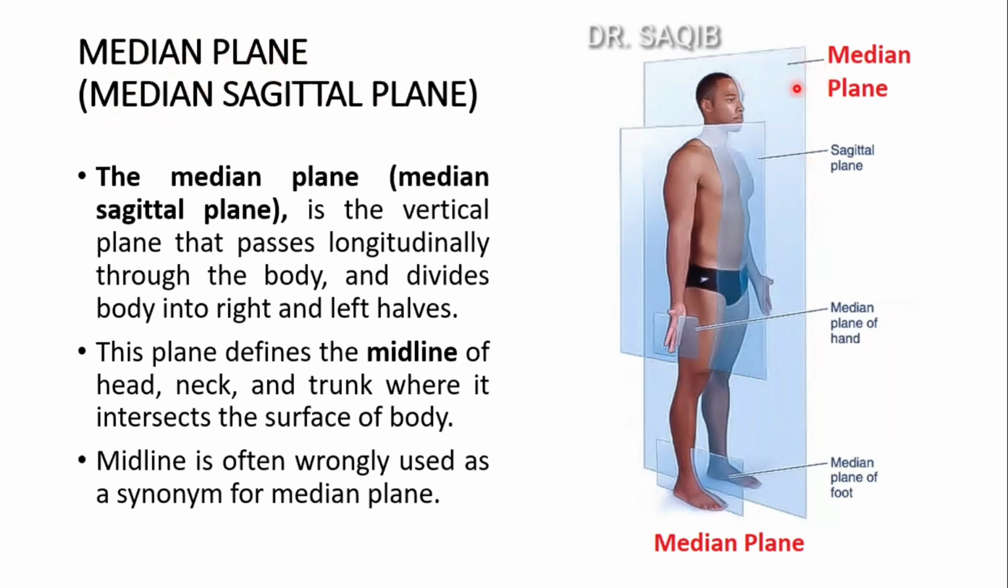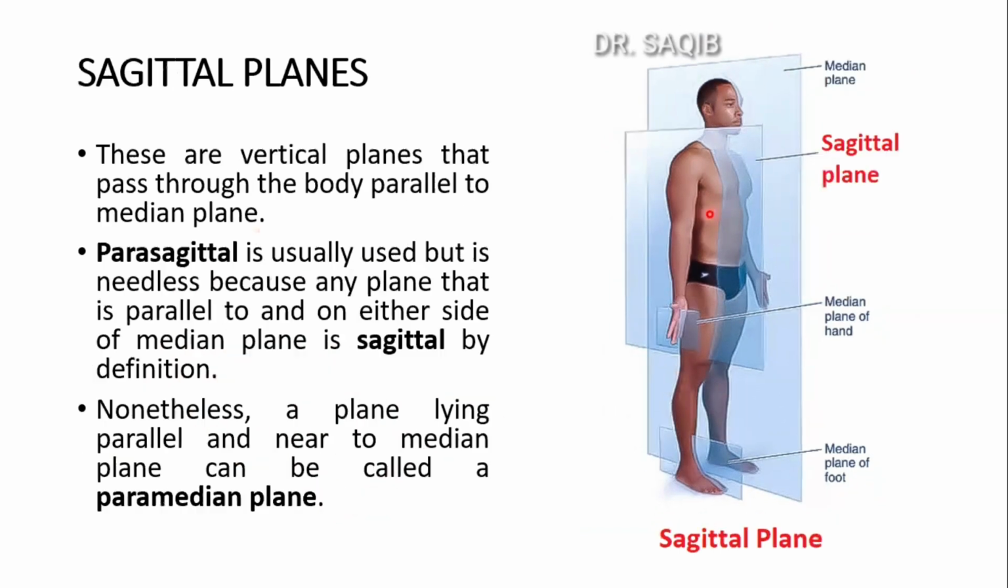This is a median plane, right? It's the vertical plane that passes longitudinally through the body and divides the body into right and left halves. This is the median, this is one half, the right half, and the other part is the left half. This plane defines the midline of the head, neck, and trunk where it intersects the surface of the body. Here you could see it is going down. Midline is often wrongly used as a synonym for a median plane.